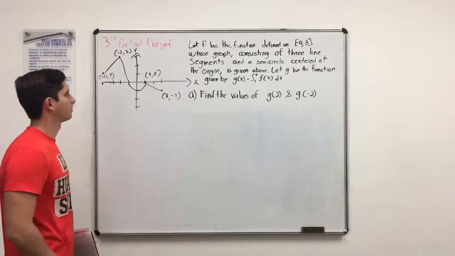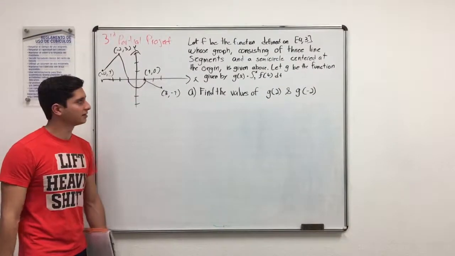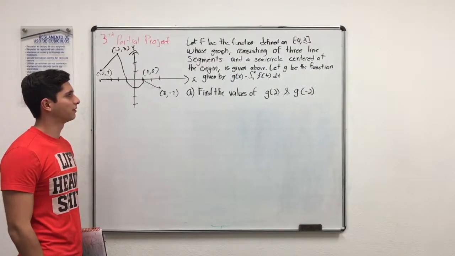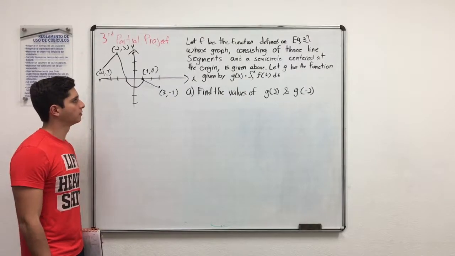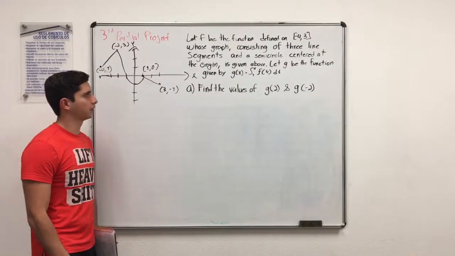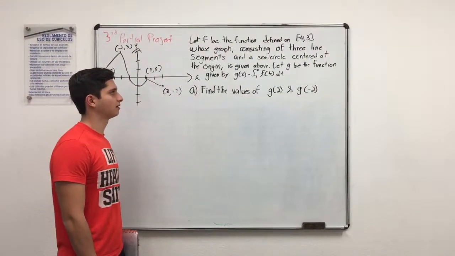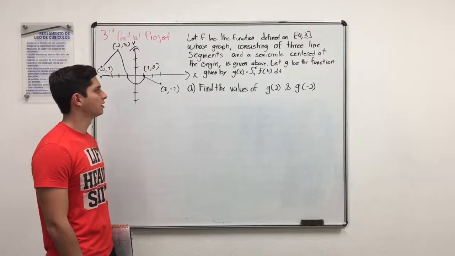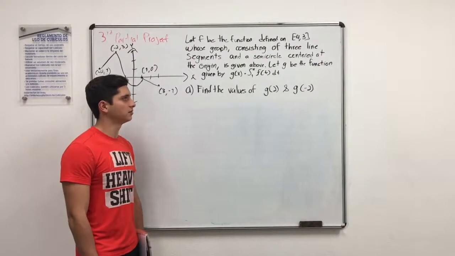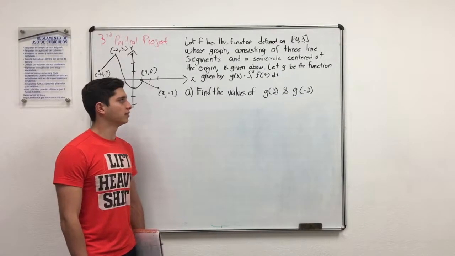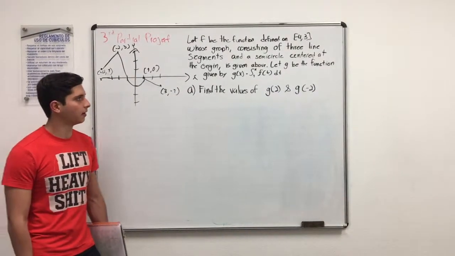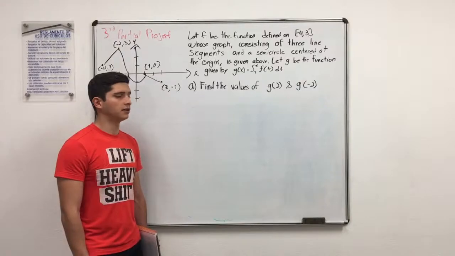This is for the third partial project, and the problem is: let f be the function defined on [-4, 3], whose graph, consisting of 3 line segments and a semicircle centered at the origin, is given above. Let g be the function given by g(x) = the integral from 1 to x of f(t) dt.